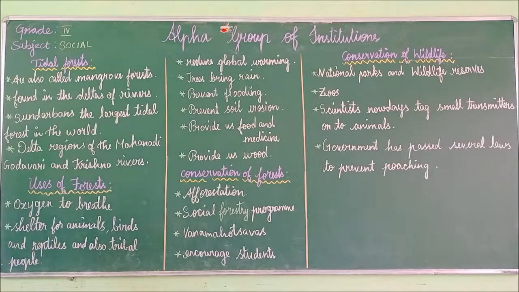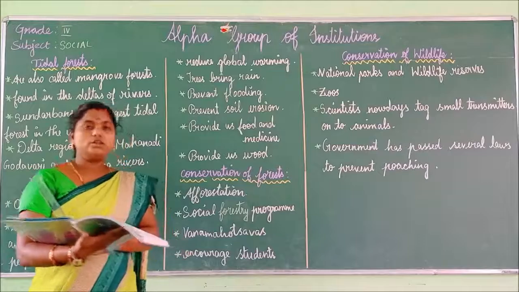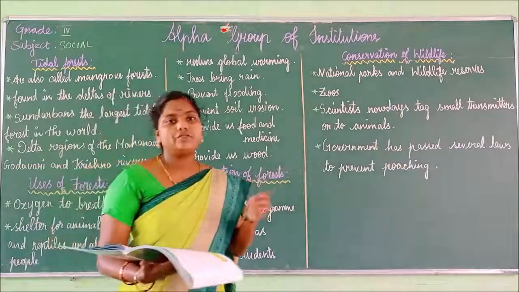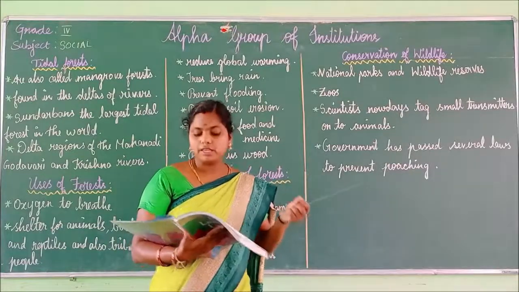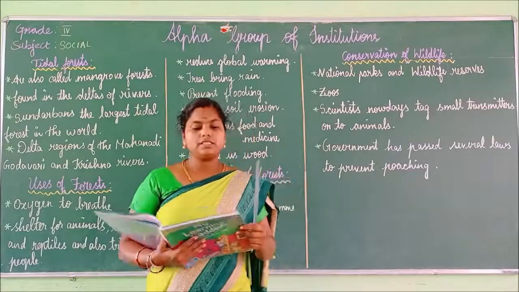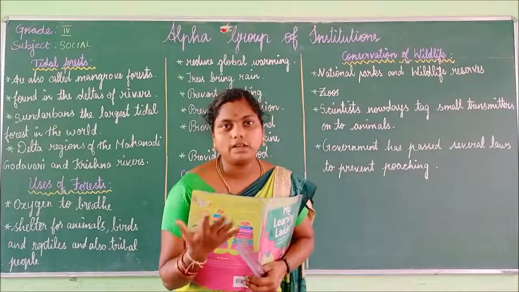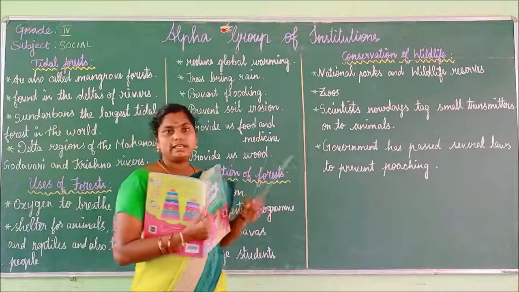Is it clear, children? So children, from these forests we learned about types of forest. First one is evergreen forest. The next ones are deciduous forest, coniferous forest, thorn forest and tidal forest. So there are 5 types of forest located in our India. Is it clear? So we move to the next one.